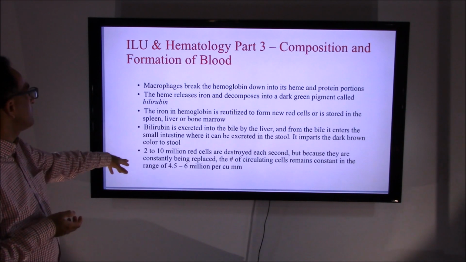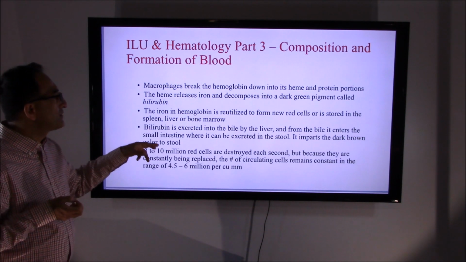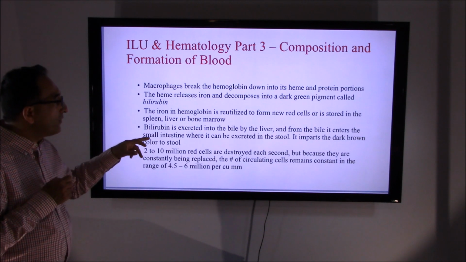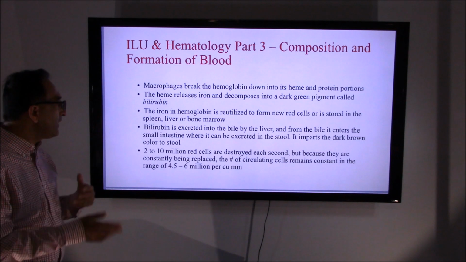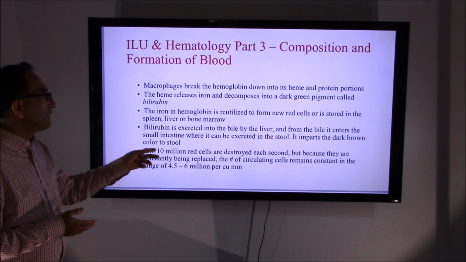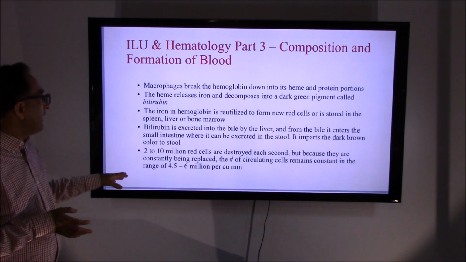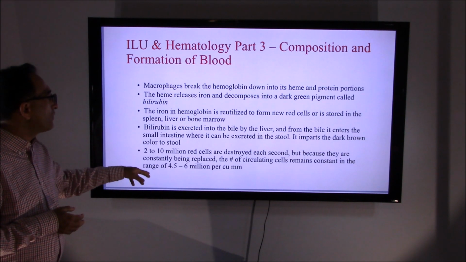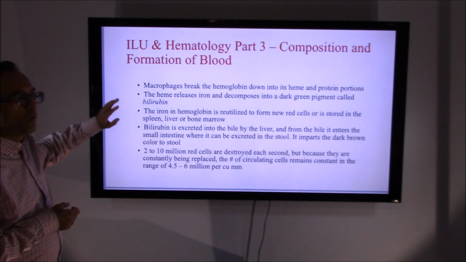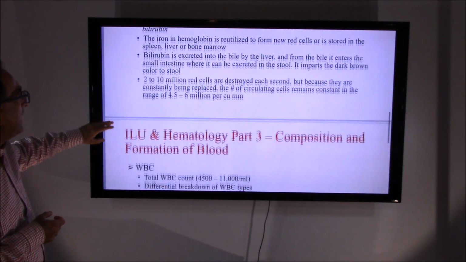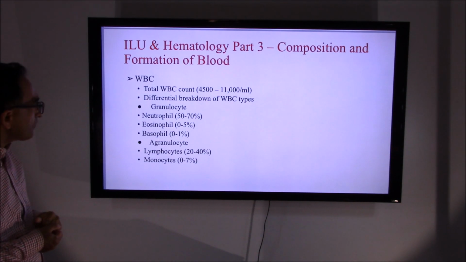But what you want to pay attention to is the fact that about 2 to 10 million red cells are destroyed each second, but because they are constantly being replaced, the number of circulating cells remains constant in the range of 4.5 to 6 million. Okay, so let's move on to the next slide, and that's all about the RBC for now.